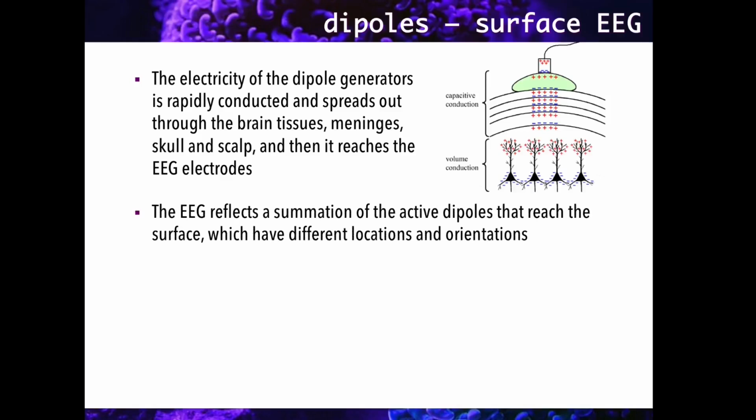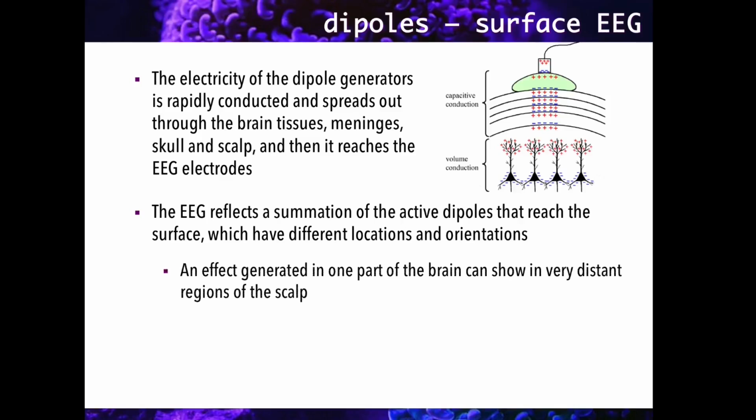So, taking all the previous information into account, we can say that the EEG signal reflects a summation of the active dipoles that reach the surface, which have different locations and orientations, and that summate and may cancel each other out, depending on their polarity and spatial arrangement.